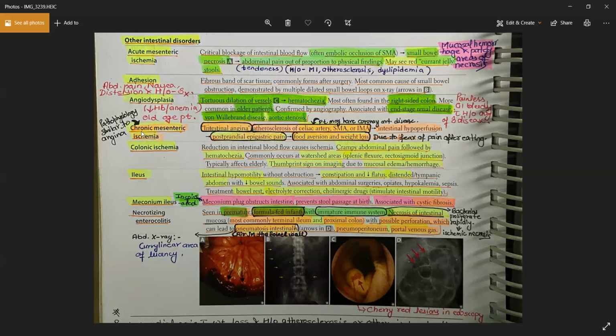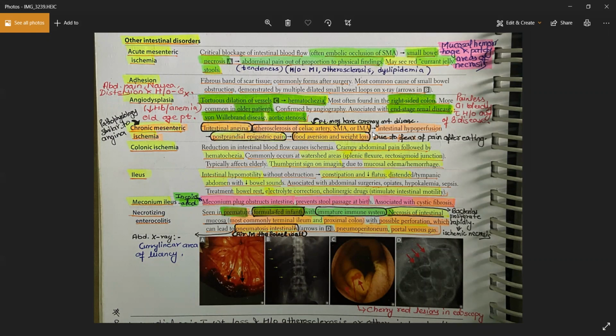Then comes chronic mesenteric ischemia, in which you have an intestinal angina, which is the same as the angina of the heart. You have an atherosclerotic plaque. It could be in the celiac artery, it could be in the superior mesenteric artery, it could be in the inferior mesenteric artery. Because of the presence of this atherosclerotic plaque, you have intestinal hypoperfusion.